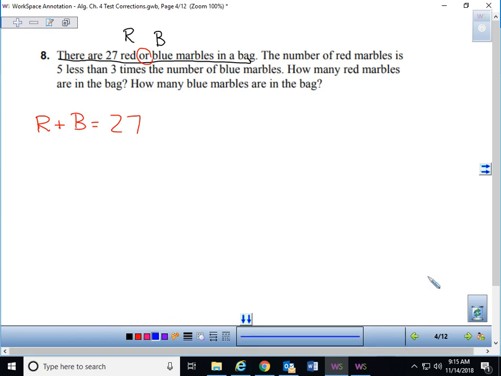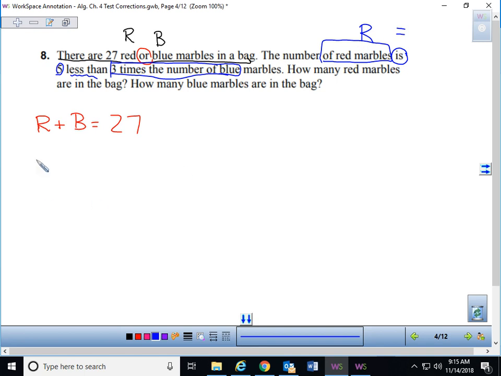The second equation comes from the second sentence. It says the number of red marbles, my red variable is represented by r, "is" in math represents equals. So r equals, and this is 5, that's a nice number, less than 3 times the number of blue. Well, in our equations, think about y equals mx plus b. We always talk about a number times a variable, then we do addition and subtraction to the right of it. That's how you want to be writing your equations.